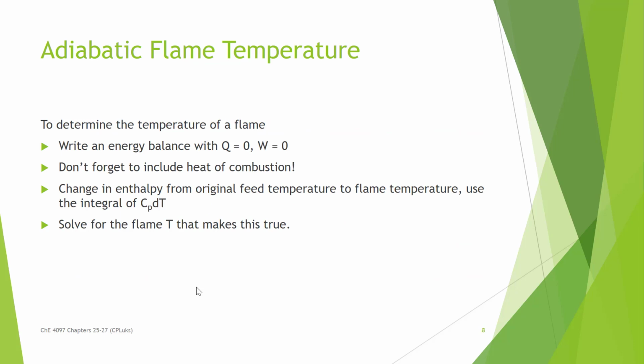All chemical engineers should know how to calculate an adiabatic flame temperature. So to do this, you're just going to write an energy balance, and you set the heat transfer and work equal to 0. Now, when you write this expression, don't forget to include the heat of combustion. It's going to be a flame temperature. And then look at the change in enthalpy from the original feed temperature to the flame temperature. Now, we don't know what that is. It's going to be the final T that we're solving for. And use the integral of Cp dT with this final flame temperature. And then you're going to solve for the value of T that makes this true.